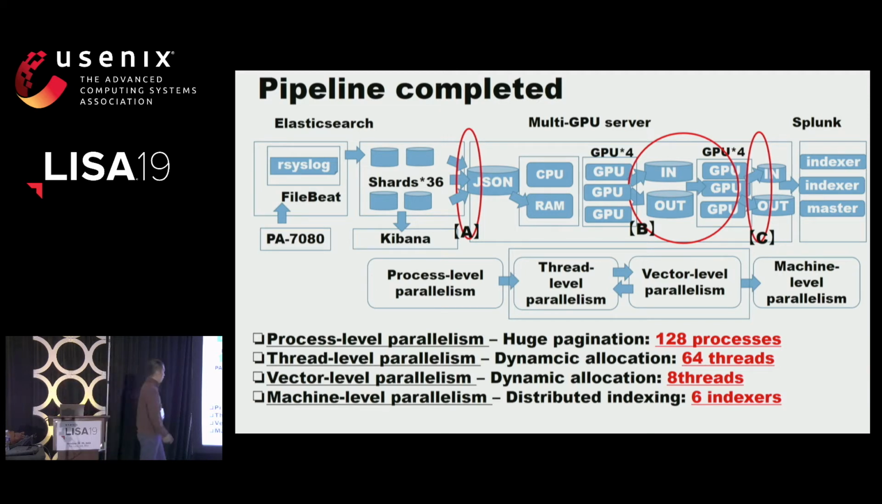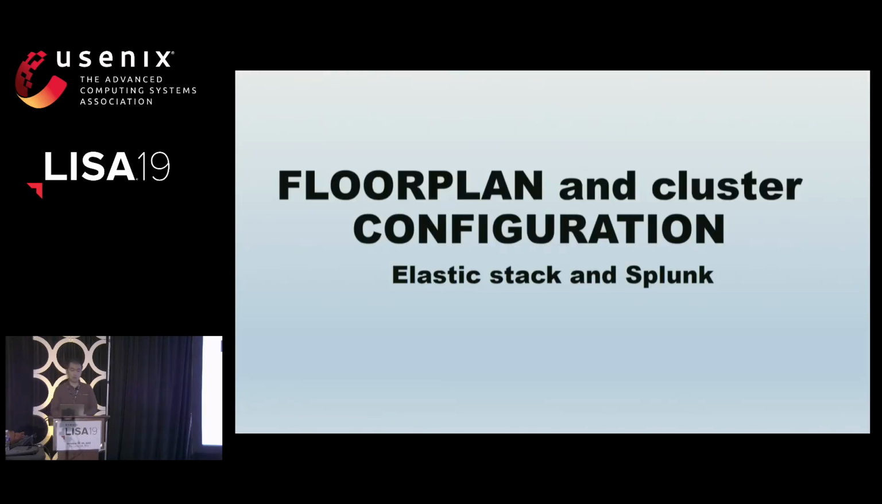At first, we have adopted process level parallelism for huge pagination with 128 processes. And then we use dynamic allocation as point B with 64 threads and 8 threads. Finally, we use machine level instruction for constructing the cluster of Splunk with 6 indexers. And the floorplan and the cluster configuration.